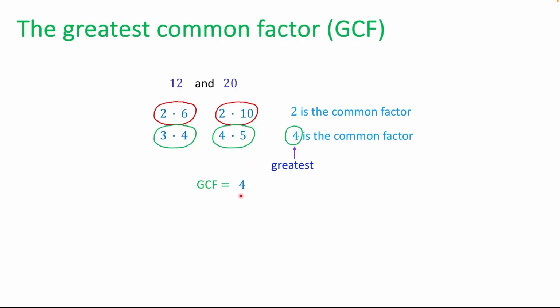To find the GCF, take the two numbers and divide. You can divide both the numbers by 2. 12 divided by 2 is 6. 20 divided by 2 is 10. Again, these numbers can be divided by 2. 6 divided by 2 is 3. 10 divided by 2 is 5. There is no number that can divide 3 and 5. Now the greatest common factor is, multiply these two numbers. 2 times 2 is 4. So you got the GCF.